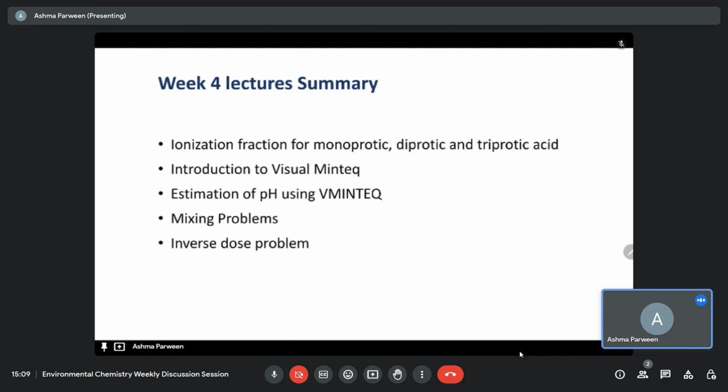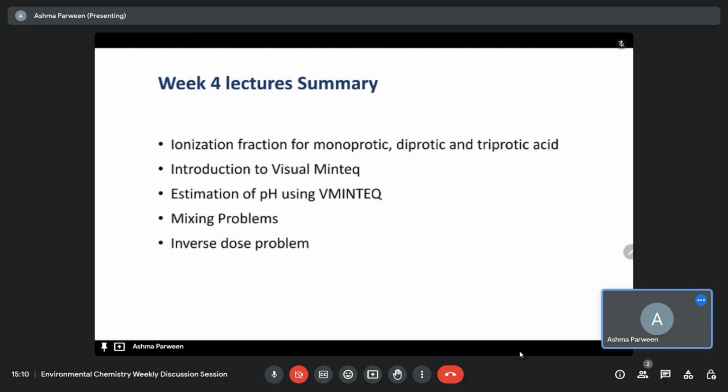And for a monoprotic acid, there will be 2 ionization fractions. For a diprotic acid, there will be 3. And for a triprotic acid, there will be 4 ionization fractions, depending upon the number of H plus or number of species of that acid that will be present at different pH.